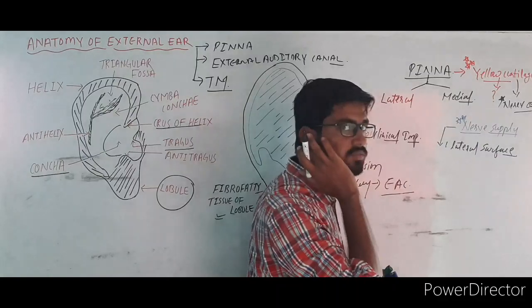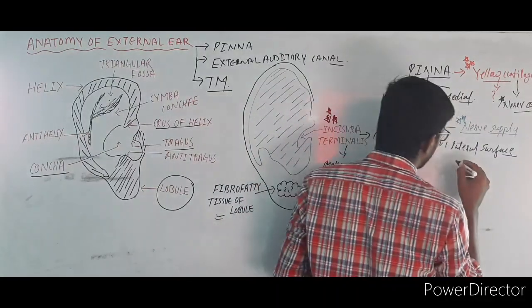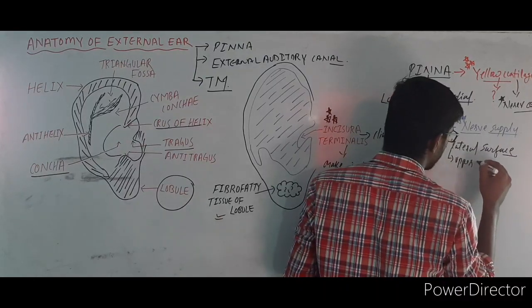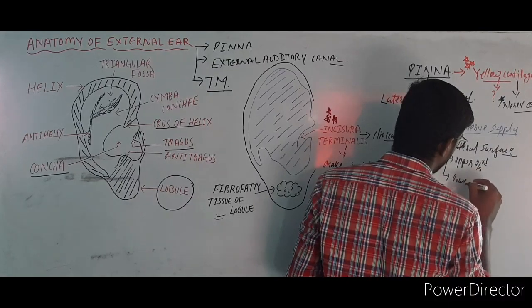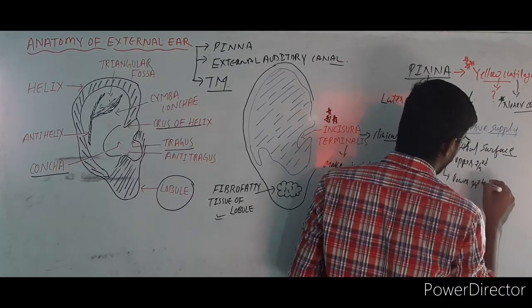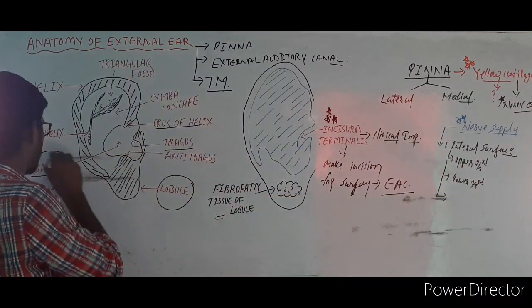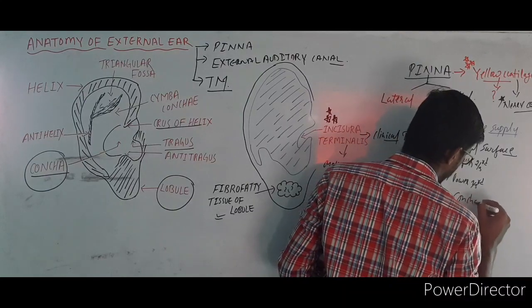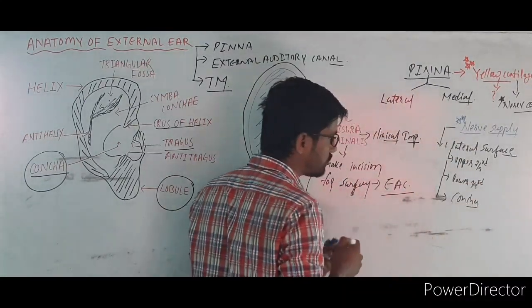This is the lateral surface, right? So anterior, upper two-third and the lower one-third. Here is the upper two-third and lower one-third. And this part is the concha, right? So this upper two-third is supplied by which part?